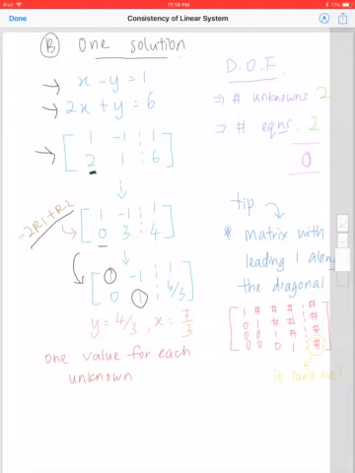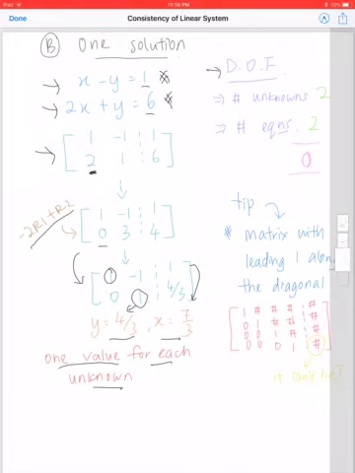You further simplify it into the reduced row echelon form, where you have the leading 1 at each row. So this indicates that y equals 4/3, and the first row indicates that x minus y equals 1. Then you rearrange it, and you should get x equals 7/3. So you get exactly one value for each unknown. And when you substitute the values of x and y into either the first equation or the second equation, you will get exactly the same values on the right hand side.